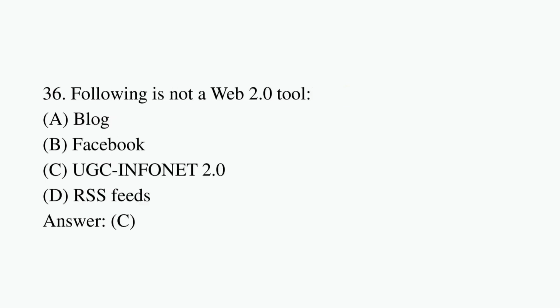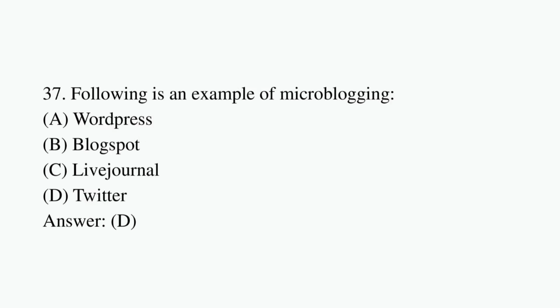Koha. Question number 36. Following is not a Web 2.0 tool. Option A is blog, B. Facebook, C. UGC-INFONET 2.0, D. RSS feeds. Answer is C, UGC-INFONET 2.0. Question number 37. Following is an example of microblogging. A. Wordpress, B. Blogspot, C. Livejournal, D. Twitter. Answer is D, Twitter.